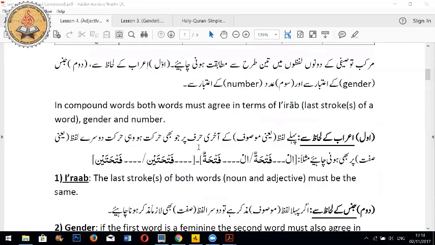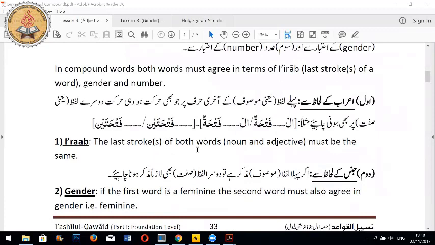So in compound words, both words must agree in terms of i'rab, gender, and number. I was saying that we have to look at such adjectival compounds from 3 angles. Number 1, what is the gender of the noun and sifat? What are the strokes in the beginning, alif lam, or at the end? And then what are the numbers? Inshallah we will look into that.